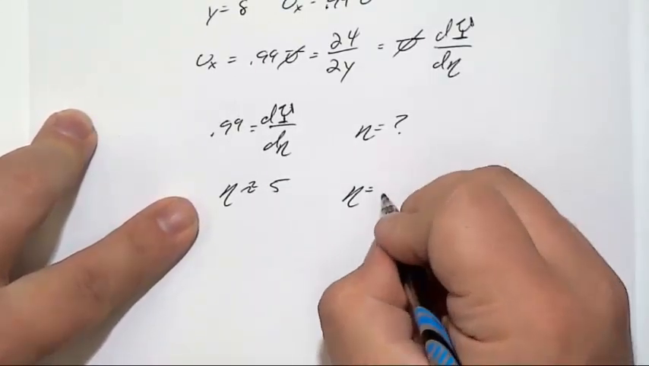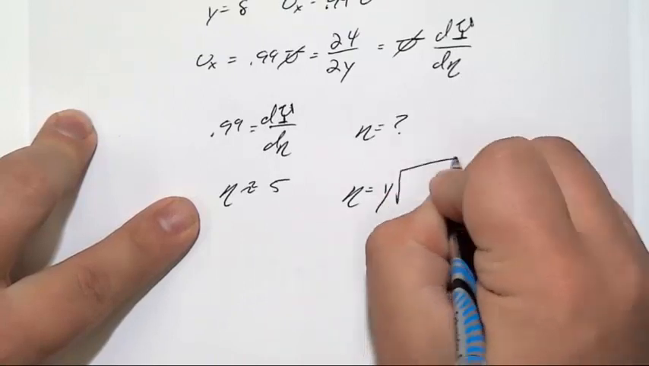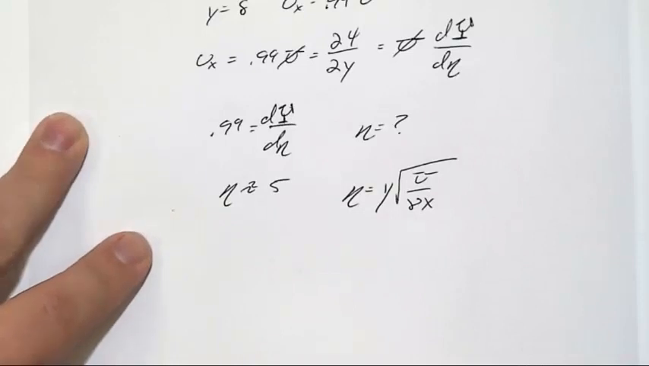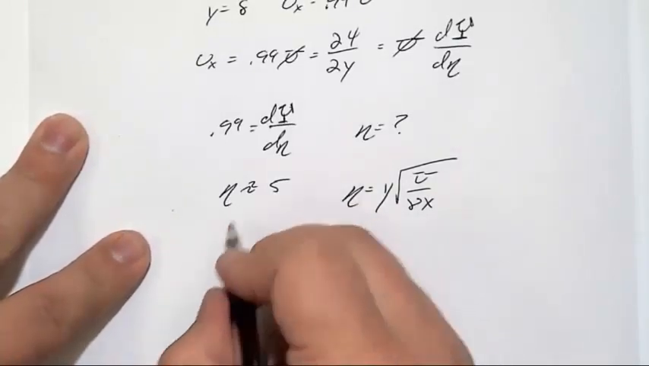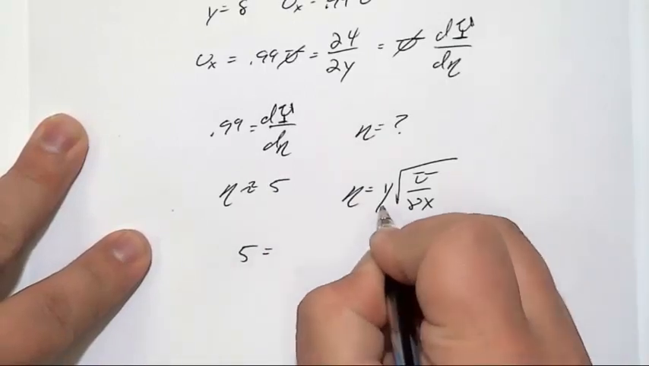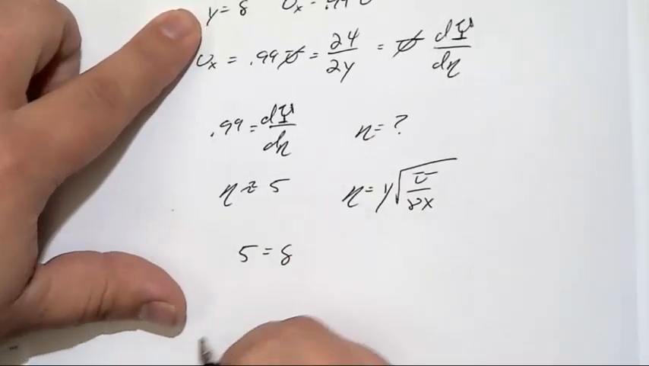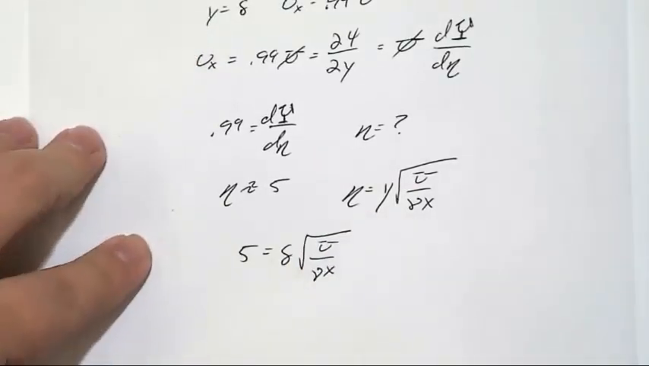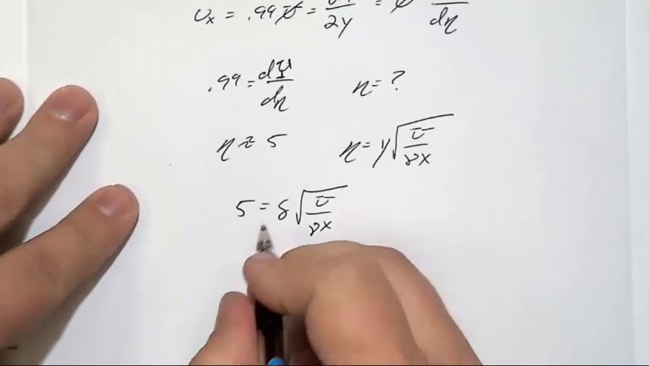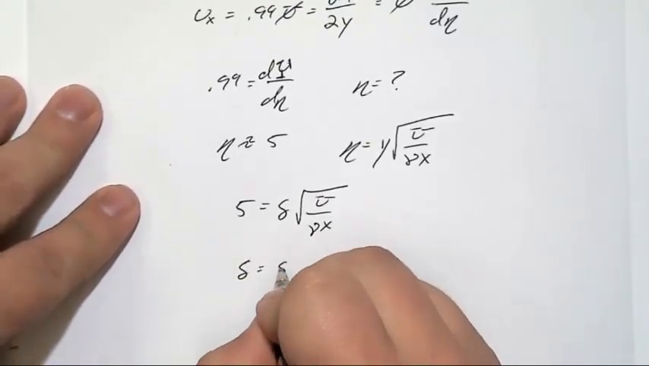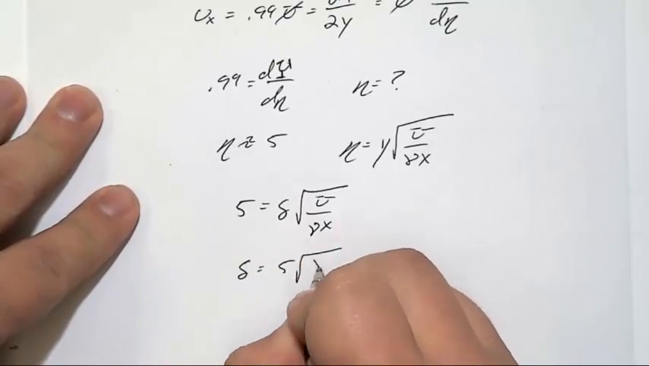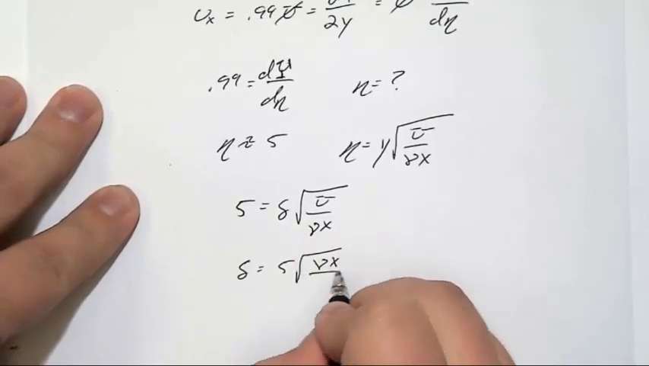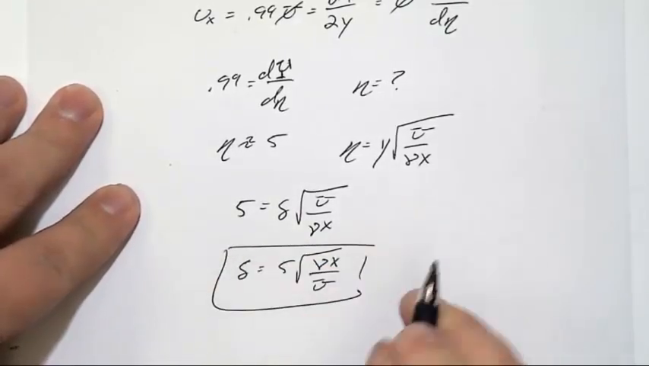So with that, we could go ahead and take our value for nu, which is a combination of variables. In this case, y times the square root of U over kinematic viscosity times distance x. Go ahead and plug our relationship in. So here it's going to be 5 is equal to delta, which is our y value, times the square root of U over kinematic viscosity times our distance x. So we could go ahead and solve for delta. In this case, it is going to be equal to 5 times the square root of kinematic viscosity times distance over U.